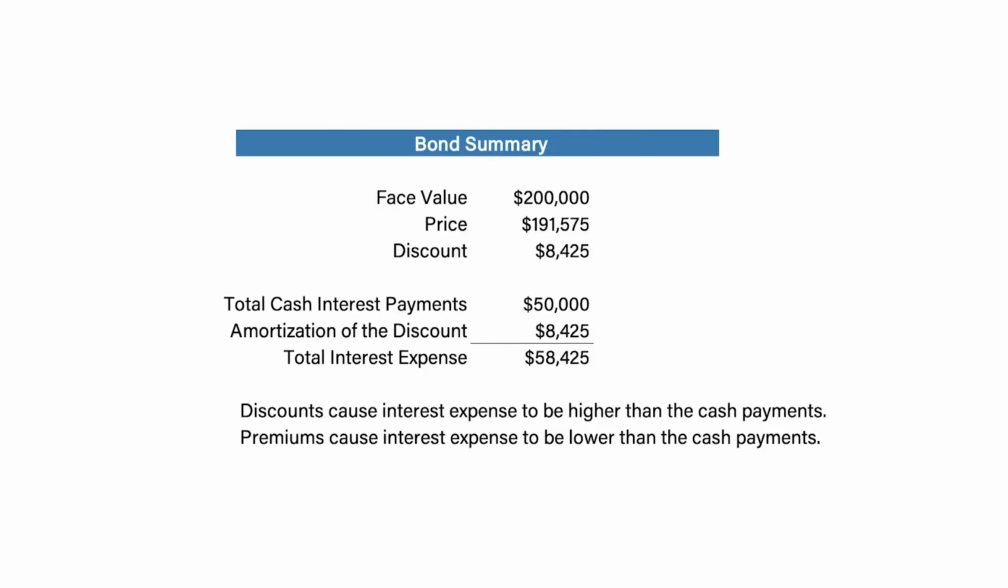So now let's consider everything that happened throughout this bond's life. We had a face value of 200,000, a price of 191,575, so we had this discount. Then throughout the life of the bond, we amortized the discount by crediting discount and debiting interest expense, and we made $50,000 of cash payments. So our total interest expense is $58,425. So we can see that discounts cause interest expense to be higher than the cash payments, and in the opposite way, premiums cause interest expense to be lower than the cash payments.